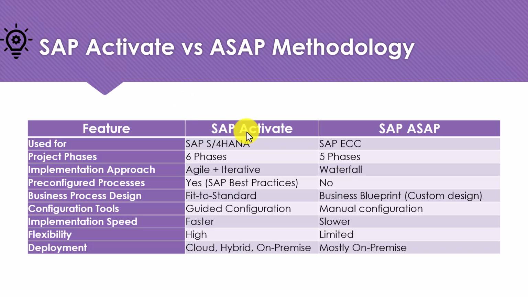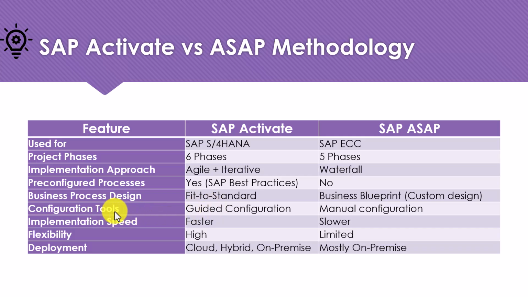And here are the quick differences in between SAP Activate and ASAP methodology. SAP Activate is designed for SAP S/4HANA and follows a modern approach with six phases, while ASAP was used for SAP ECC with five phases. Activate uses an agile and iterative approach, whereas ASAP follows a traditional waterfall model. Another key difference is that SAP Activate provides pre configured business processes through SAP best practices and follows a fit to standard approach, while ASAP relied on custom business blueprint design.